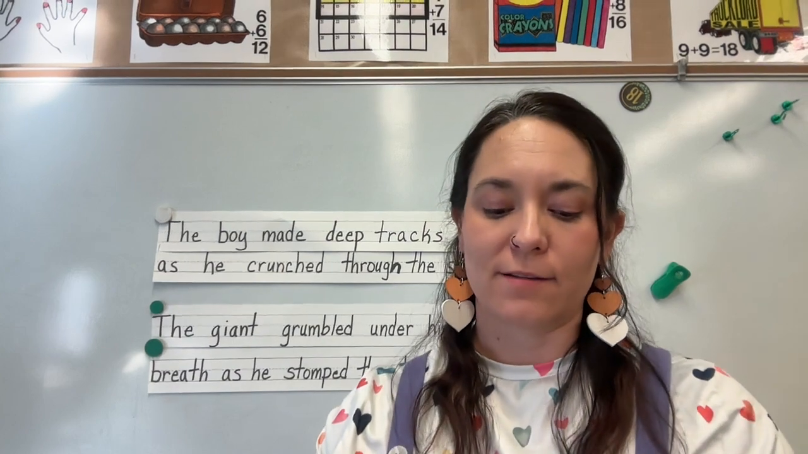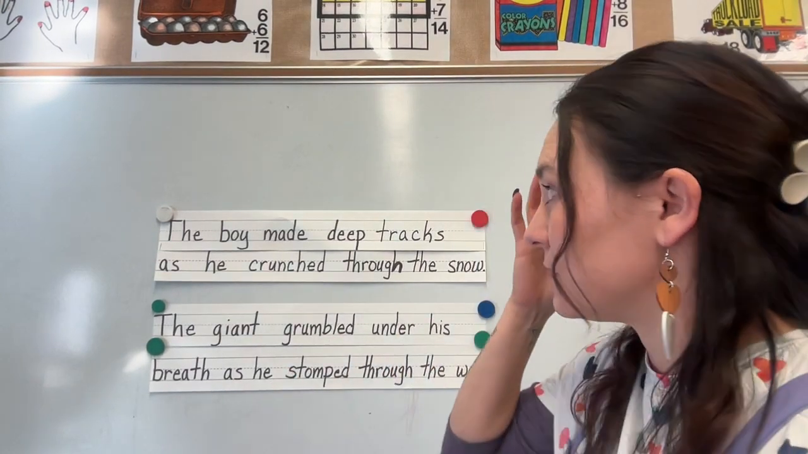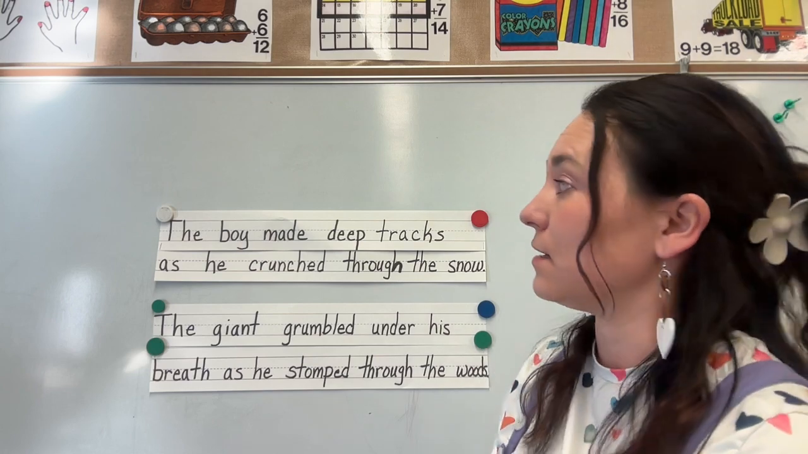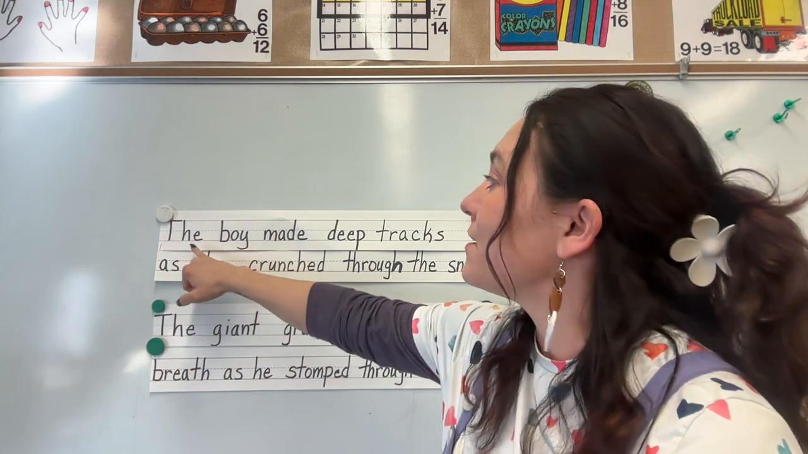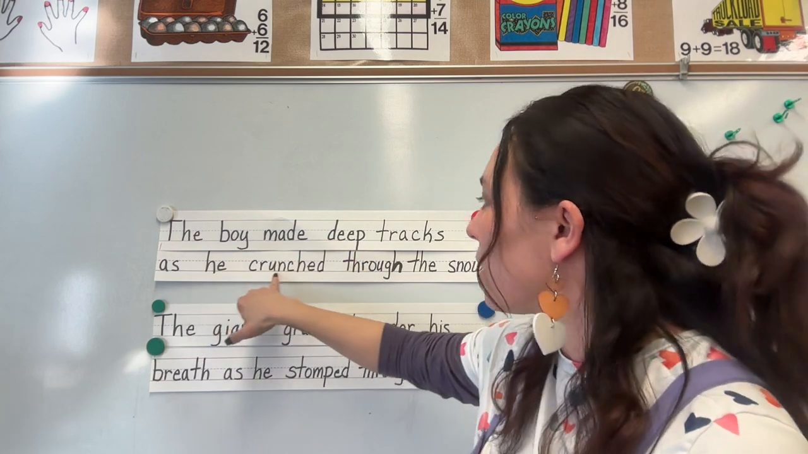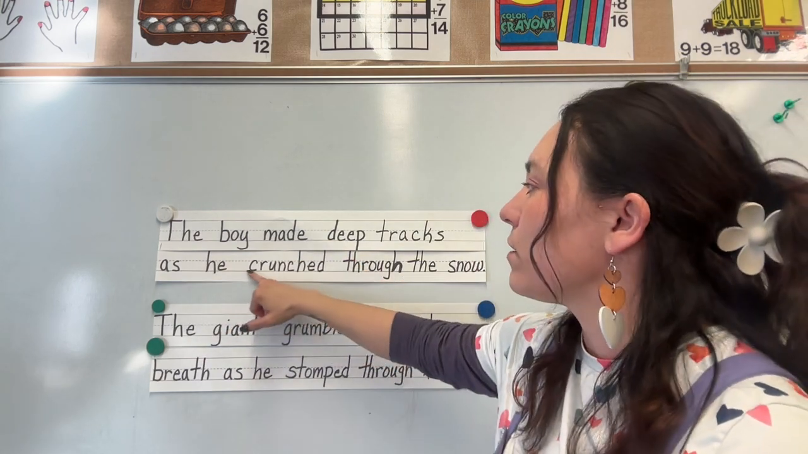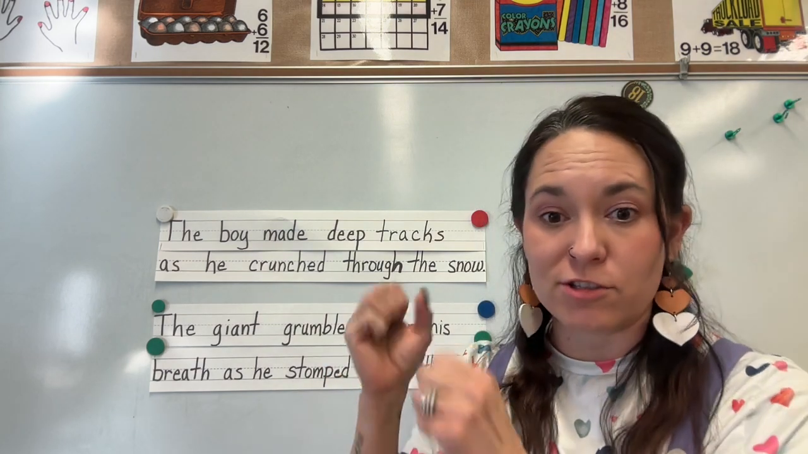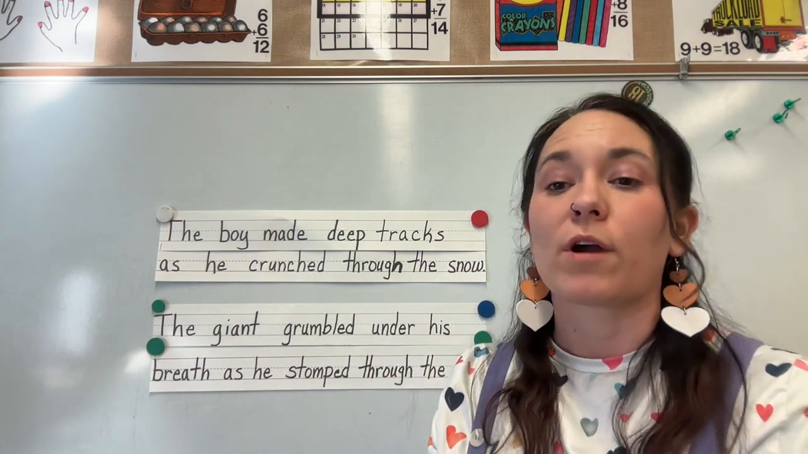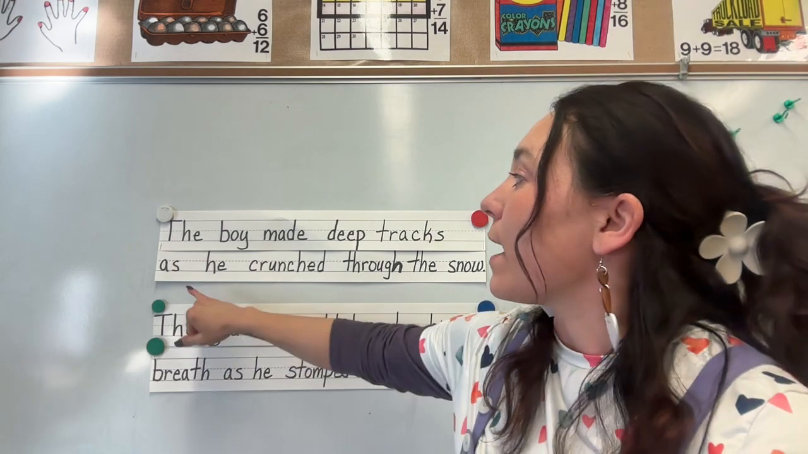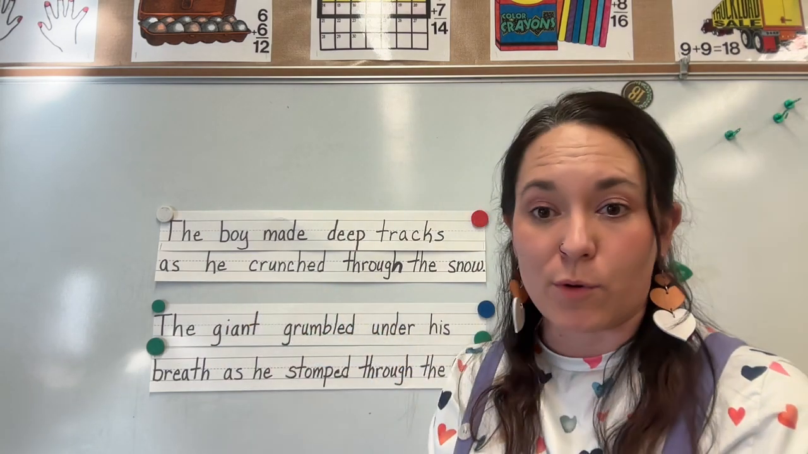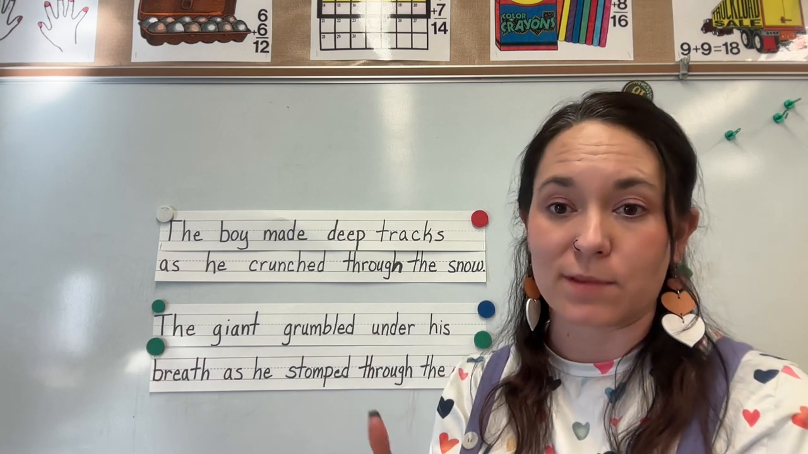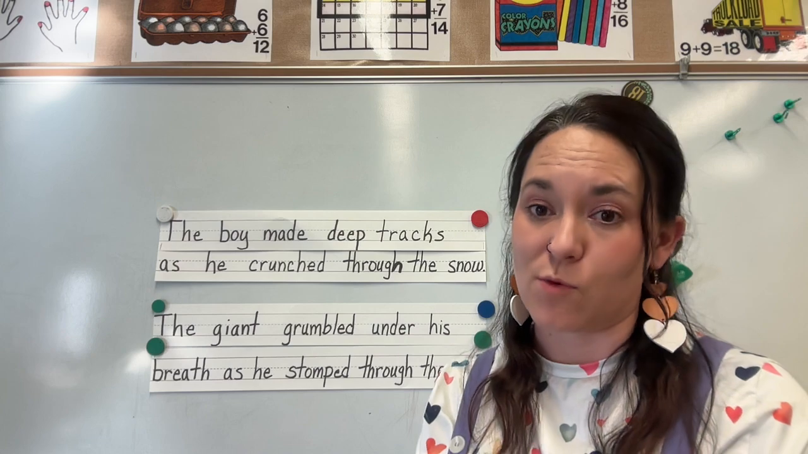All right, so now we're going to look at these sentences because sometimes we need to use our context clues in our sentences to get the meaning of tricky words. So the boy made deep tracks as he crunched through the snow. Here we have the word crunched. Crunched can mean a couple things. It can mean crunched up something, or you can crunch some ice, or it can also be a sound. So as he crunched through the snow, he's doing a little bit of both, where he's crunching something with his feet as he's walking, and it might have something to do with the sound that he hears as he's walking.